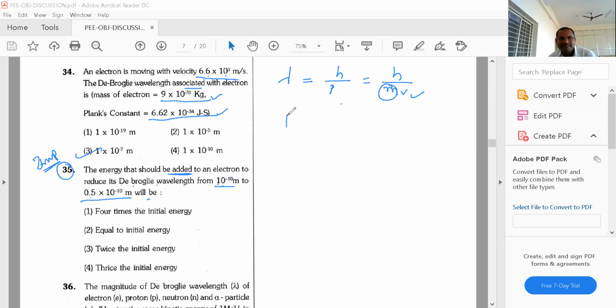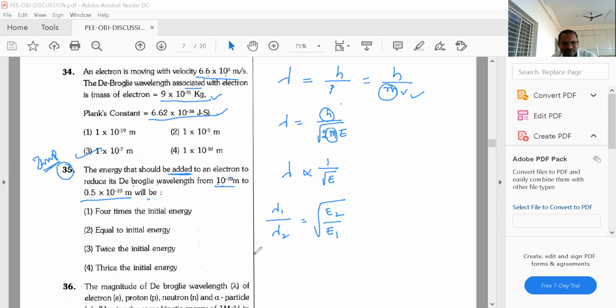De Broglie wavelength and energy: we have one relation, that is lambda is equal to h by root 2m into energy, meaning kinetic energy. Mass is constant and h is also constant, meaning lambda is inversely proportional to energy. Are you getting, students? Yes. So we can say lambda 1 by lambda 2 is equal to under root of E2 by E1. I am writing root of E2 by E1 directly.